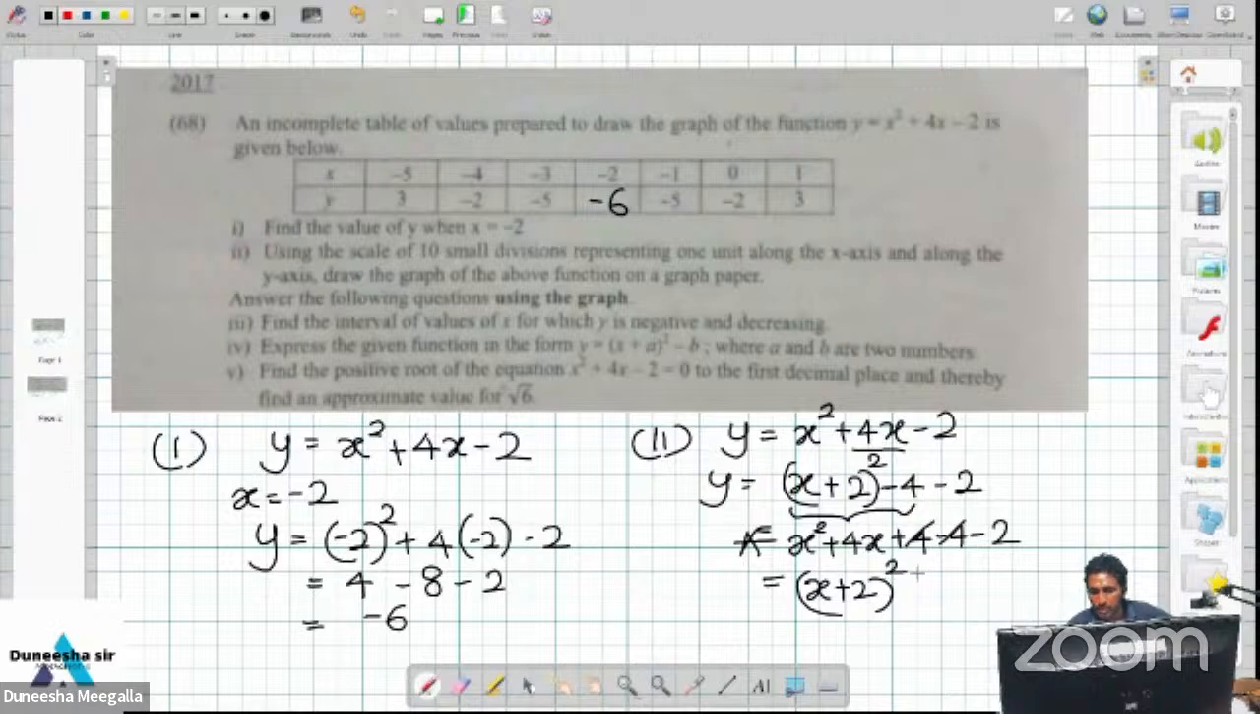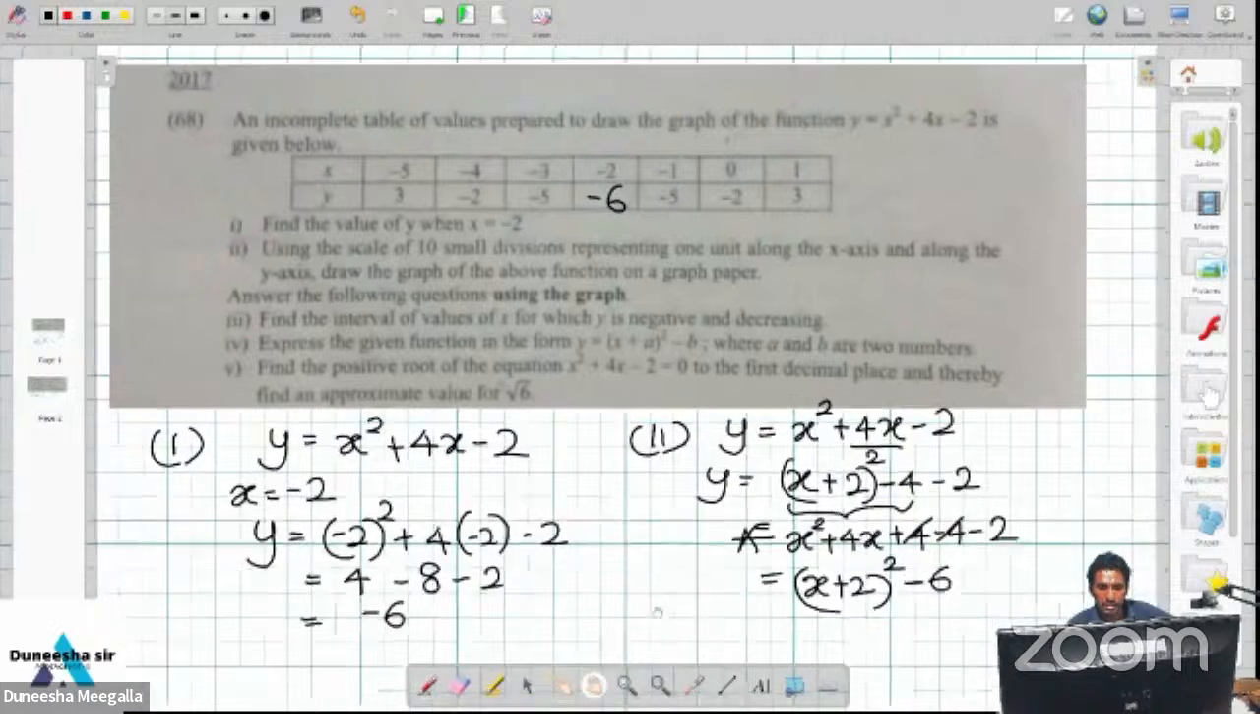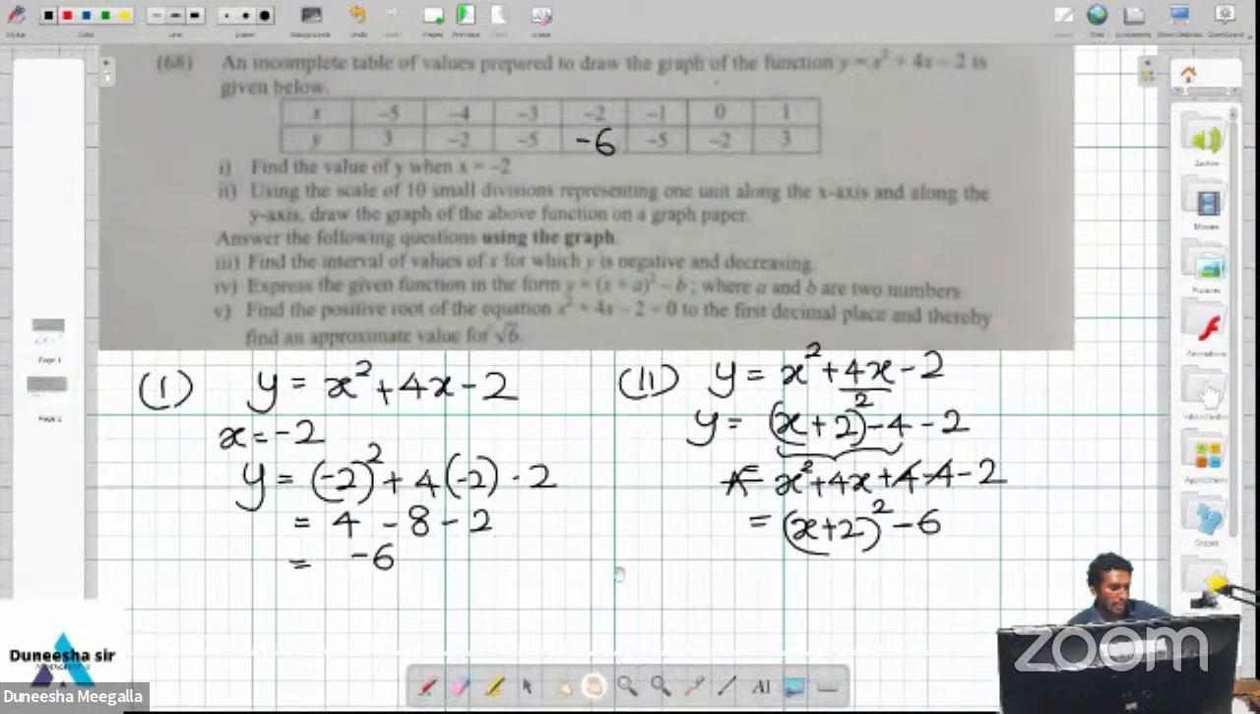x plus 2 square minus 4 minus 6. We can add in the both. It's minus 6. Okay. Then what is? Then can you see the graph of your? Graph එකේ මොකද තියෙන්නේ? Can you see the graph of your? Then what is the minimum value of y? Minimum value of y.